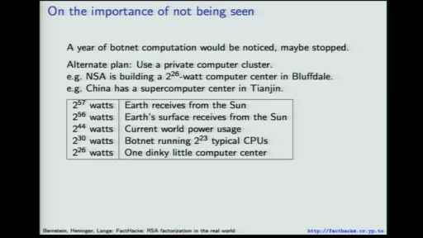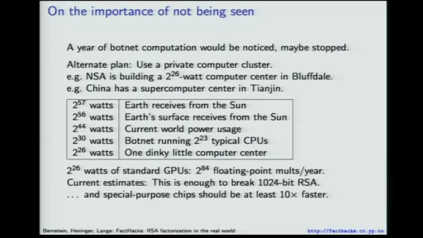And actually, if you're a government agency, you probably have more than one of those, as you heard yesterday, in the context of data storage. But again, it's not just data storage. You don't make a 65 megawatt power station to just store data. If you just take standard graphics processing units and run 2 to the 26 watts of those, that will do about 2 to the 84 floating point multiplications per year.